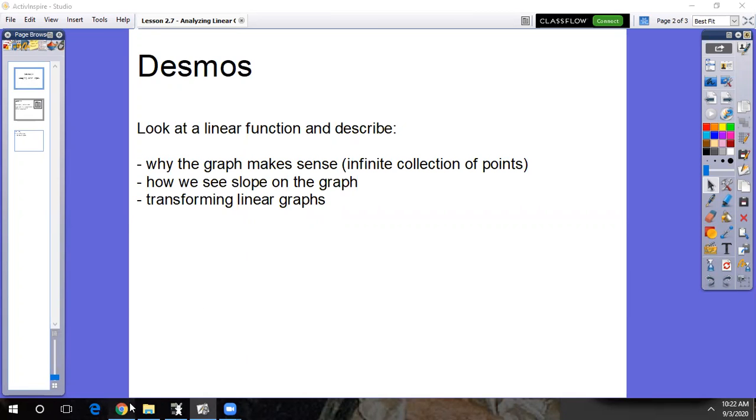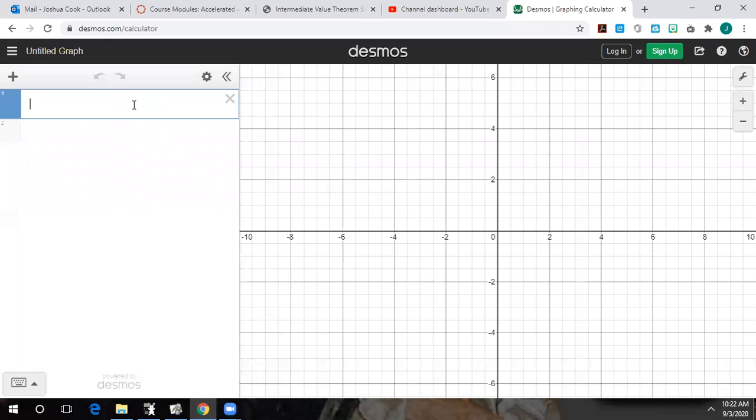We're going to graph a linear function. So we're just going to graph basic y equals x. And a couple things we want to talk about right here. One of them is, if you notice, this graph looks like this. We know we have a y-intercept at the origin, a slope of 1. But you might be asking yourself, why is it that the graph looks like this?